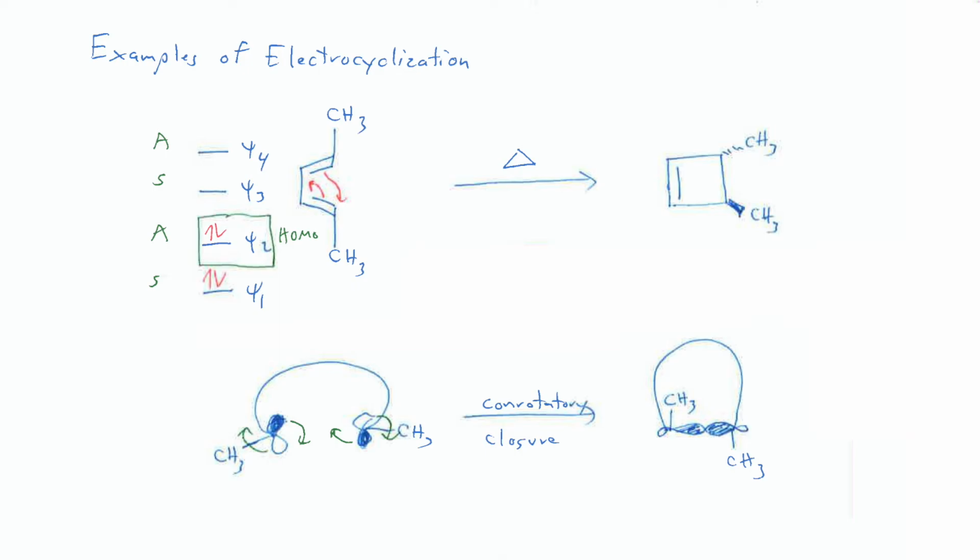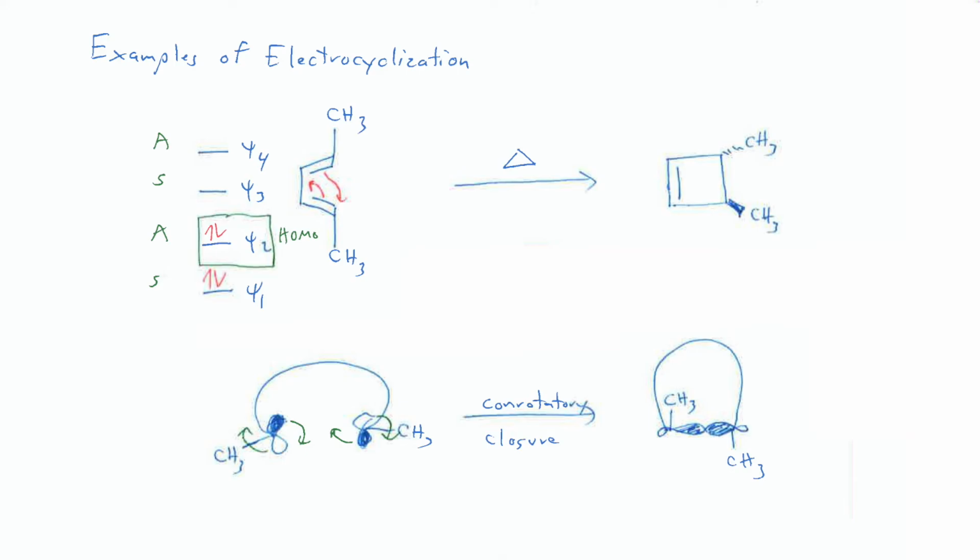Now that we know what orbitals we have and how many electrons we've got, and that we're in the ground state, we can figure out what our frontier molecular orbitals are. In this case, the highest occupied molecular orbital is going to be psi2, and the lowest unoccupied molecular orbital is going to be psi3. But remember, in electrocyclizations, we really only care about the HOMO, not the LUMO. And the HOMO here is asymmetric.